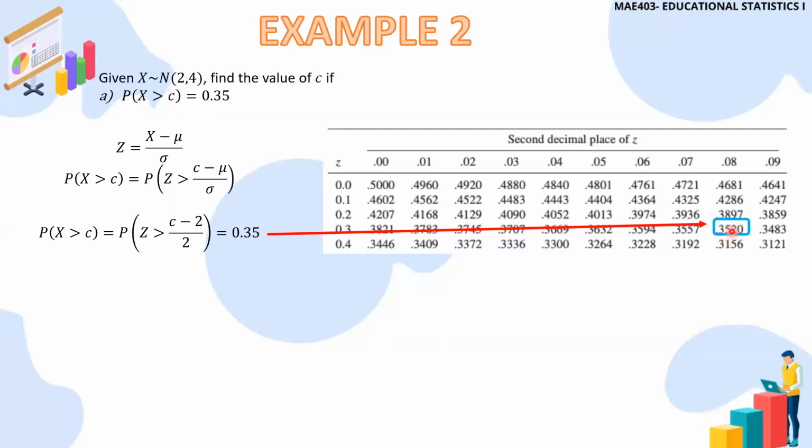First you look into the value of Z. The value of Z is 0.3. Now you refer to the row. The first row is 0.08. So 0.3 plus 0.08 is equal to 0.38. So the value based on the table with the given probability 0.35 is 0.38. Then C minus 2 over 2 is equal to 0.38. Then you can find the value of C is 2.76.